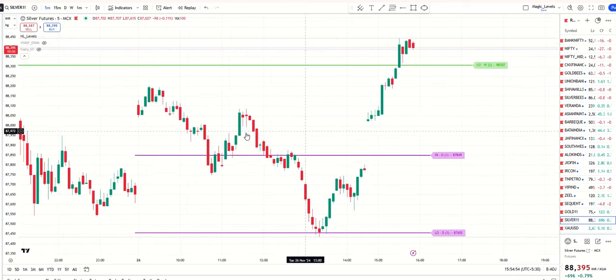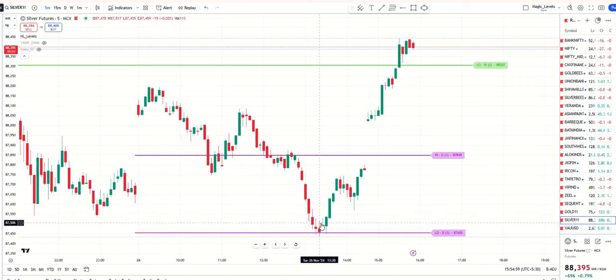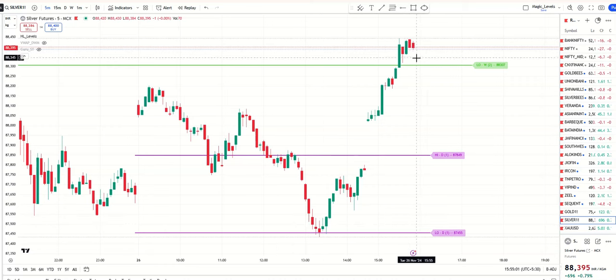This is silver, same thing. It took exact support here on the low, and then it took off and is currently trading above this low of the week.